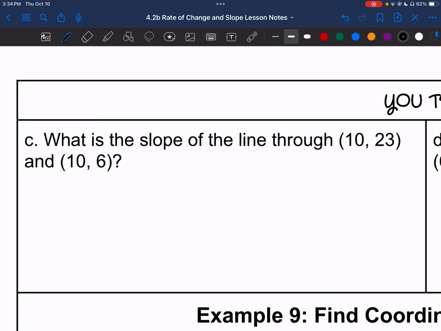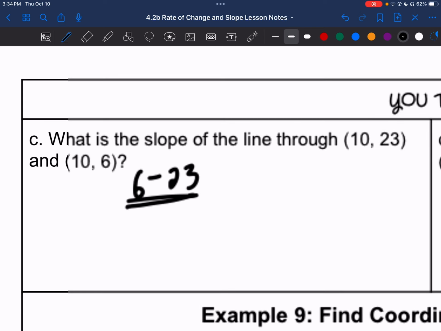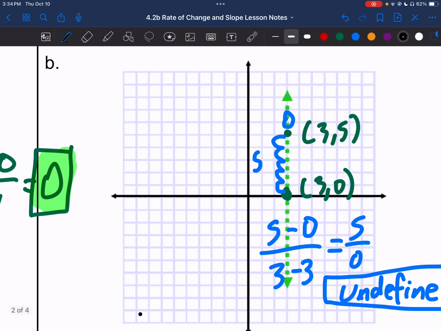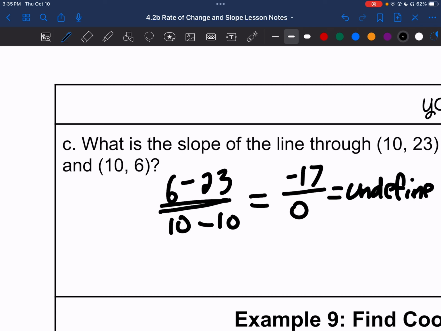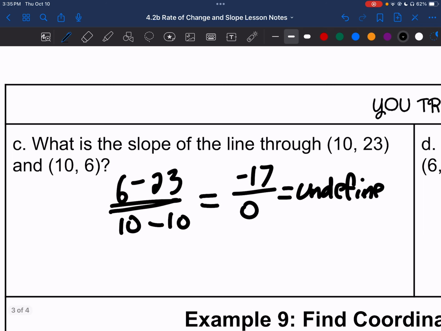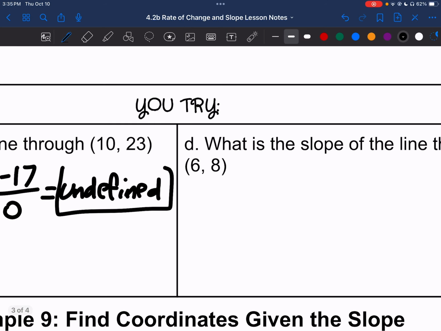All right, so now we're going to check our work against mine. 6 minus 23, y2 minus y1, over 10 minus 10. And we're going to get 6 minus 23 is -17 over 0. So this is undefined. And that's your final answer there.